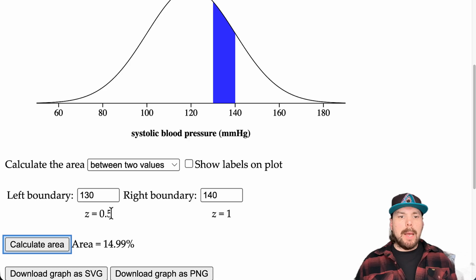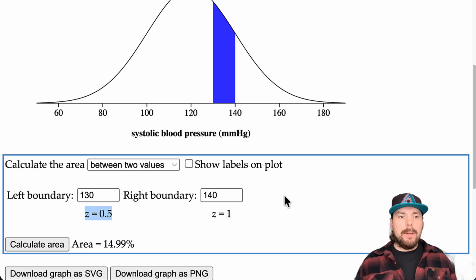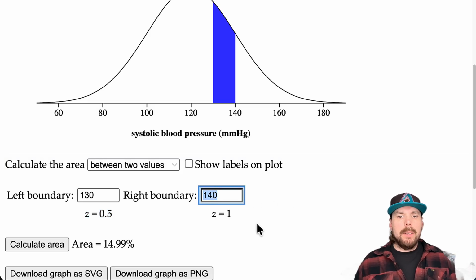It will also give me outputs for z for each of those values. 130 is half a standard deviation above the mean, or 10 points above the mean. That's a z of 0.5, representing that half standard deviation. And the 140 is exactly 1 standard deviation above the mean, so that outputs a z of 1. These are very helpful in helping people to visualize where we're marking on the curve, especially if they cannot see the graph.